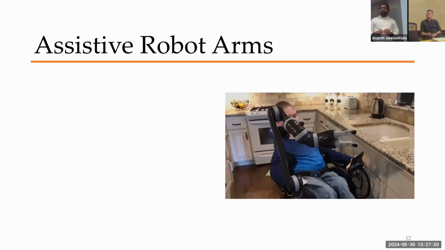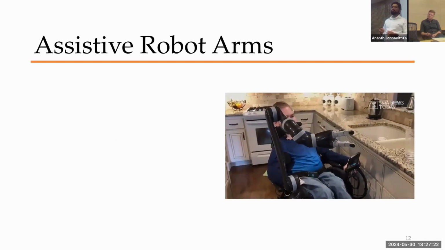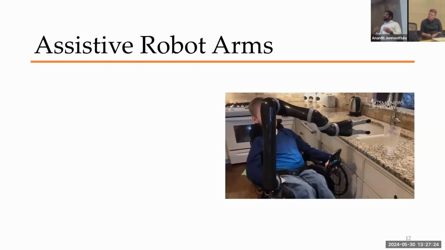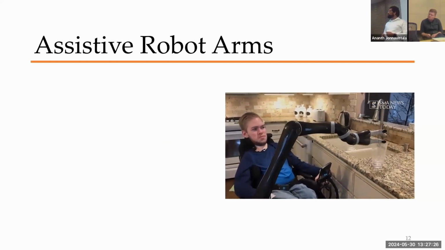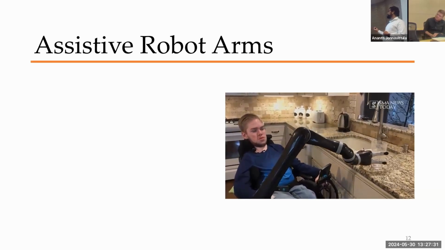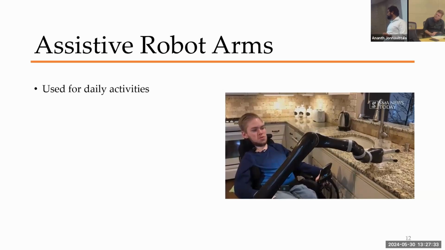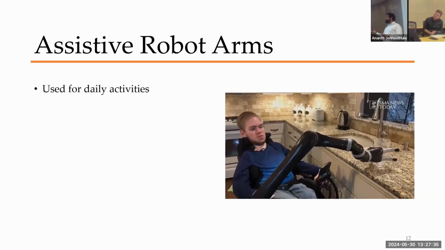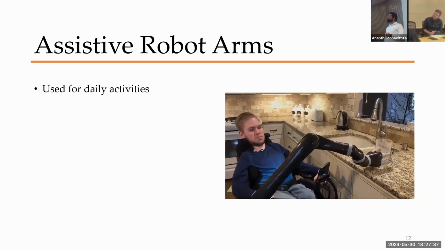corrections. So where can we find such abundant optimal demonstrations and corrections? I want to make the case for assistive robot arms. As you can see here, there's a person trying to pick up this glass that's placed on the table. So this is effectively a daily task that this person is doing with this assistive robot arm.